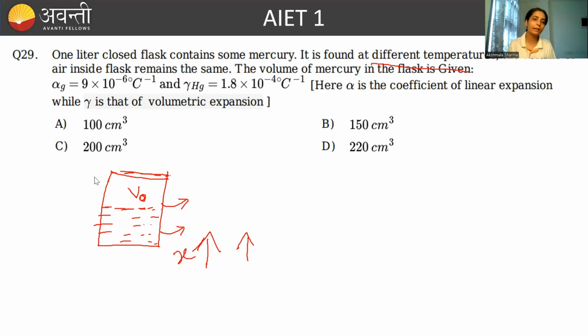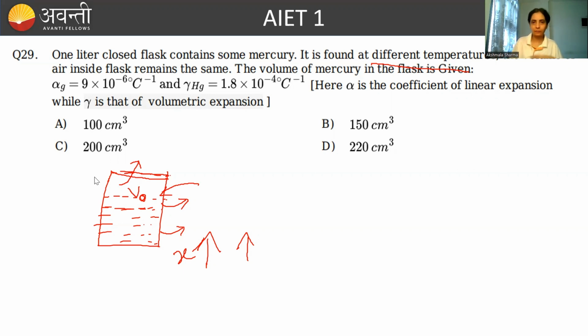And in that case, what will our air volume remain? Fixed. Because if the mercury volume is increasing, it is not occupying the extra volume already present in the flask, right? What volume will it take? Whatever volume increase is happening in the flask, in the same volume the increased mercury volume is getting contained. Understood?